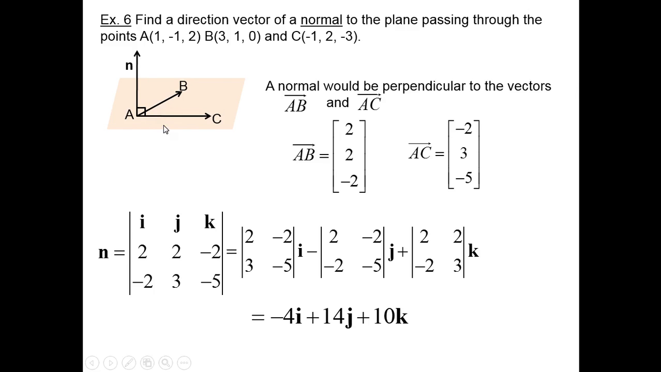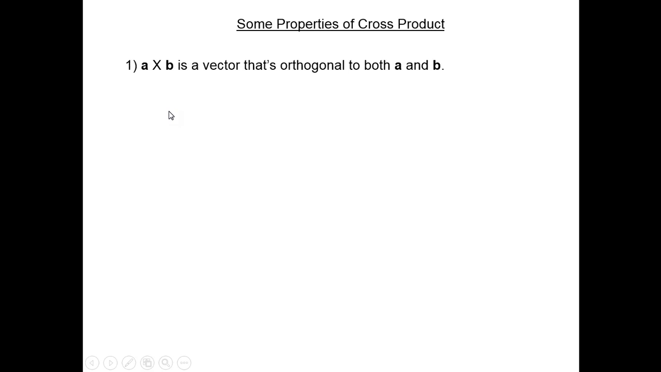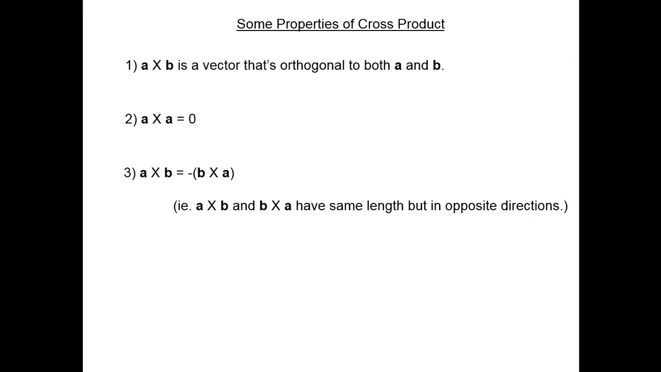A few properties of the cross product that you should be familiar with. A cross B is a vector that's orthogonal, that's another word you need to know. Orthogonal just means perpendicular. Orthogonal to both A and B. If you think about the picture, this is vector A and this is vector B. That normal is orthogonal to any vector that's in this plane, that's orthogonal to both A and B. A cross A is equal to 0. If you cross a vector with itself, it's 0. A cross B is equal to the negative of B cross A. So they have the same length, but they would go in opposite directions. Physics people, I think this is probably something you would use from time to time, so that should look familiar.